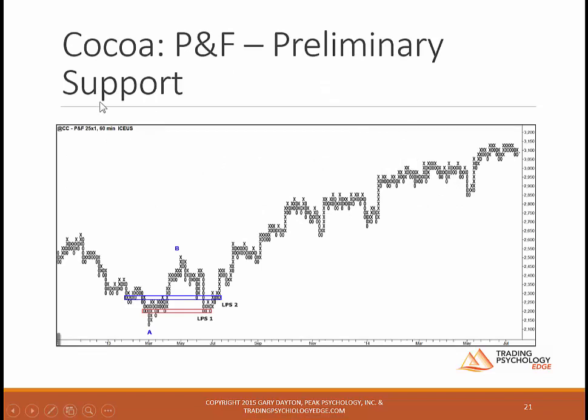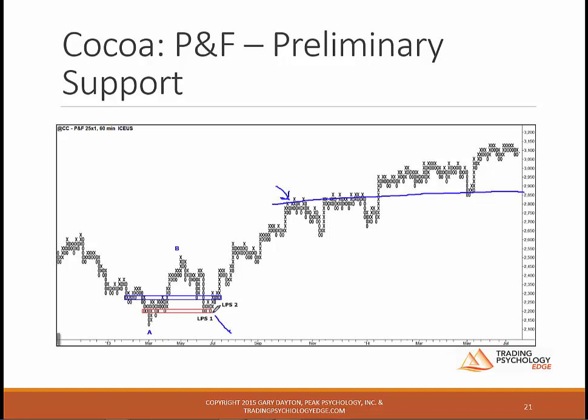So here we are on Cocoa, and look at how this is continuing to go. We said around 2,800 and change, which was down around this level, right in here was where we stopped before. That was the count here in red.